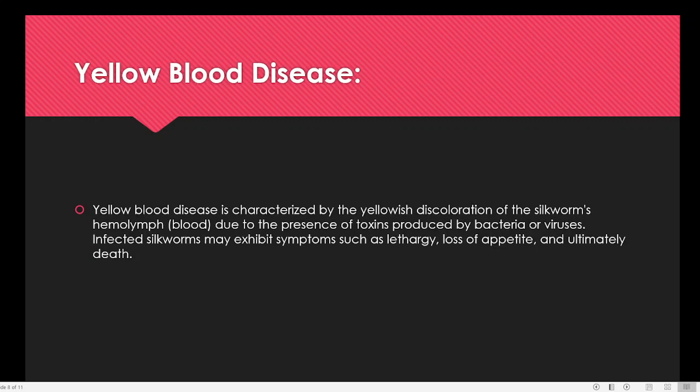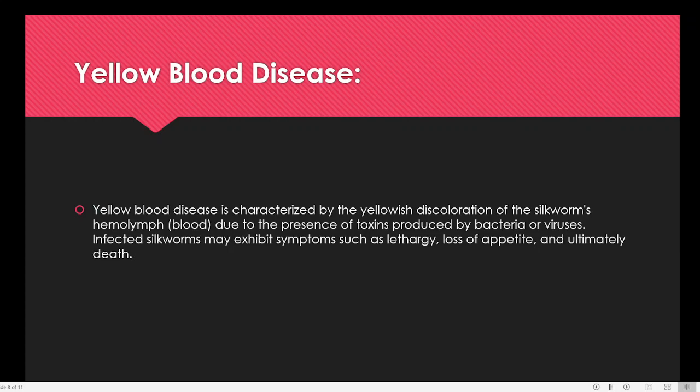Now we have yellow brood disease. I couldn't get a proper picture for that, and it's actually characterized by yellowish discoloration of the silkworm hemolymph. Normally you know that hemolymph is colorless, almost like the color of water, not having any proper color. But if it is turning yellowish, that is a sign that it may have a yellow brood disease, and due to the presence of toxin produced by bacteria or virus. So that is also another important one.